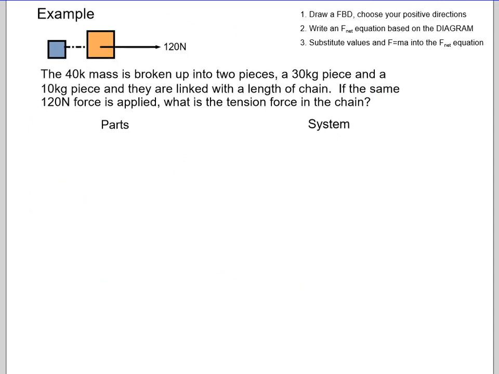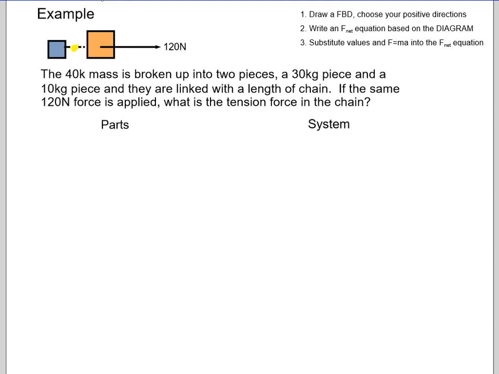Okay, so let's make it a little more challenging. We have a 40 kilogram mass. It's broken up into two pieces. We have a 30 kilogram piece and a 10 kilogram piece, and they are linked with a length of chain. If the same 120 Newton force is applied, what is the tension force in the chain? Okay, so we are looking for the tension force in that chain right there. This is similar to the previous question, but with a little twist.